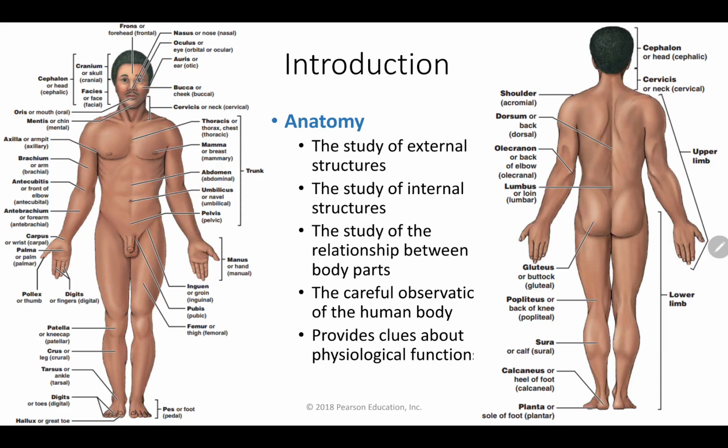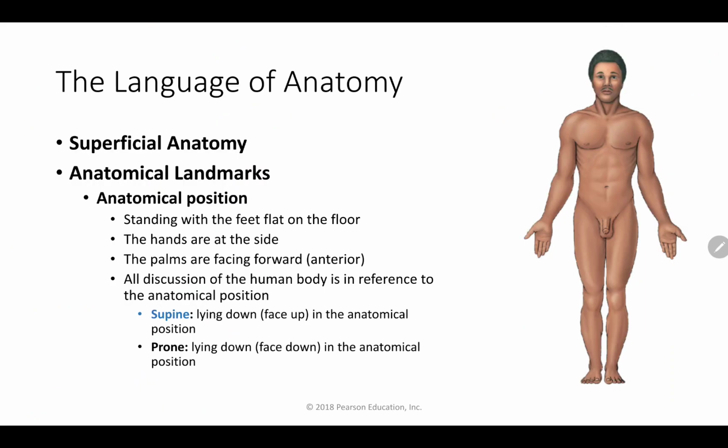We want to remember that anatomy is the structure of those internal and external structures. So we're looking at the physical structures on the outside and the inside of the body, the study of the relationship between the body parts. It gives us a careful observation of the human body. This is human anatomy, and of course, it's going to provide clues about physiological functions. And we know that physiology is the study of the function, whereas anatomy, again, is the study of the structures.